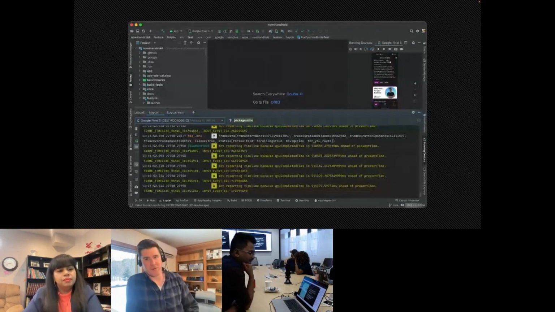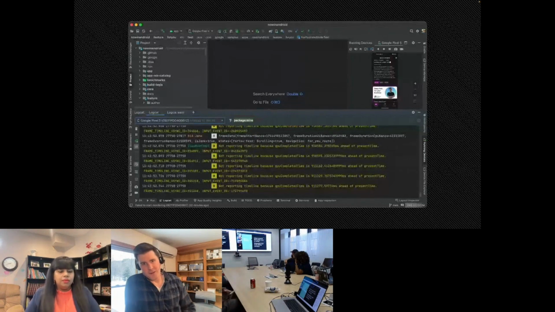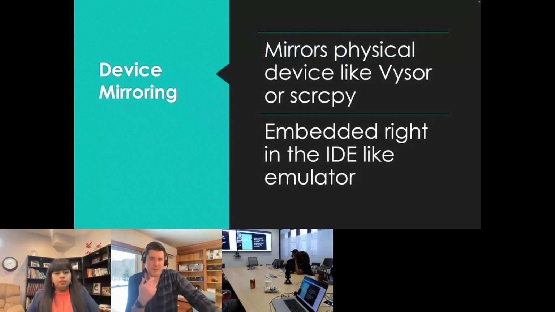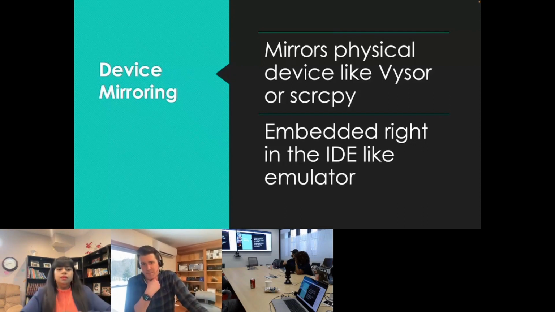This one's another really great one. So device mirroring is a new feature where it gives you the ability to mirror physical devices. There's a couple tools that already do this. Visor is one that's really popular, or Screen Copy, which I think is from Genymotion, and the other one's a solo or independent developer who does Visor. But the nice thing about this is it embeds your mirrored device directly into the IDE.